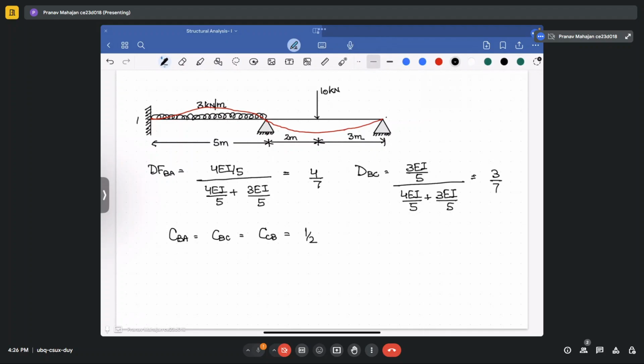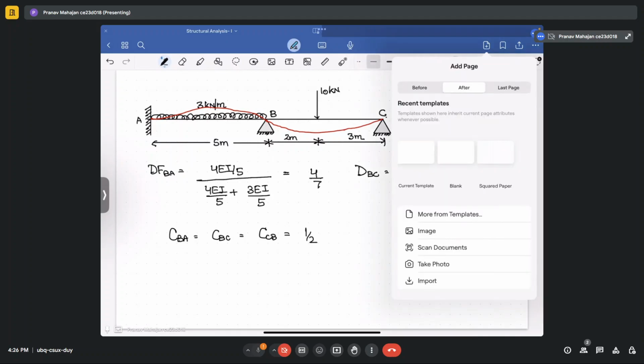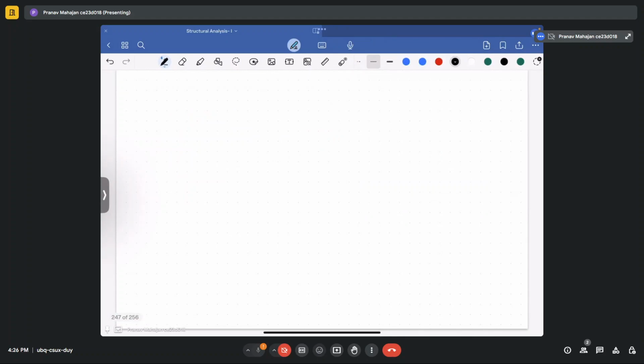So let me mark it here, this is A, B, C. Okay. So we will make a table, and from that we will solve the problem related to this.